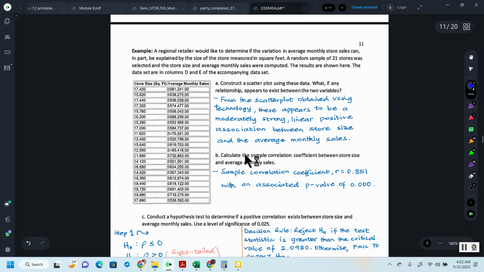Okay, and so from the scatter plot obtained using technology, there appears to be a moderately strong linear positive association between store size and the average monthly sales. Next, we would like to get the sample correlation coefficient between size and average monthly sales. So let's do that.